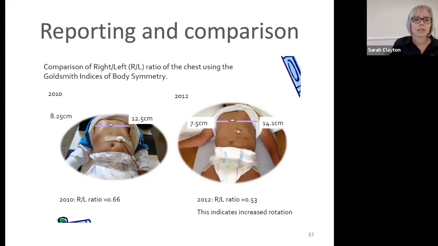So what we can see is his right-left ratio was 0.66 in 2010 and it's 0.53 in 2012. So we've had a worsening of the situation for this young man. We've got increased rotation. So whatever is being done between those two measures is not working. Okay, so we have change. And in this case, we've got change in terms of deterioration.